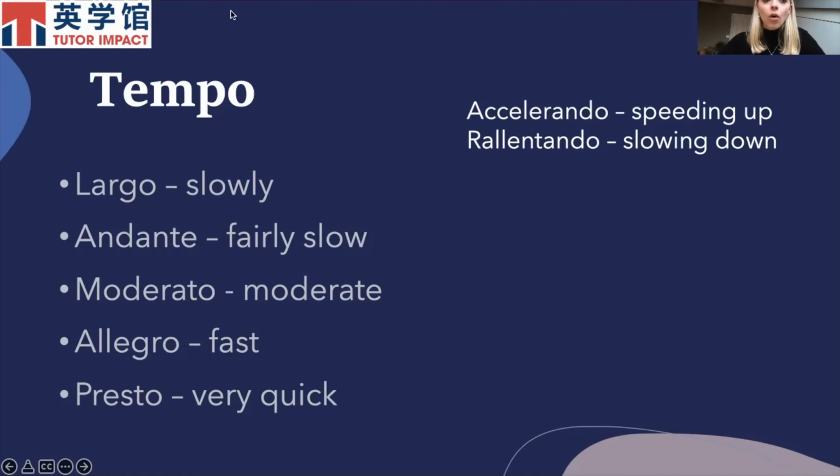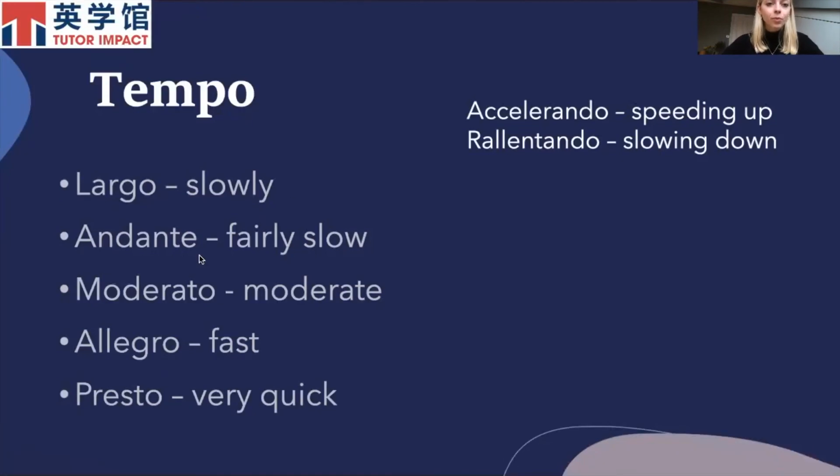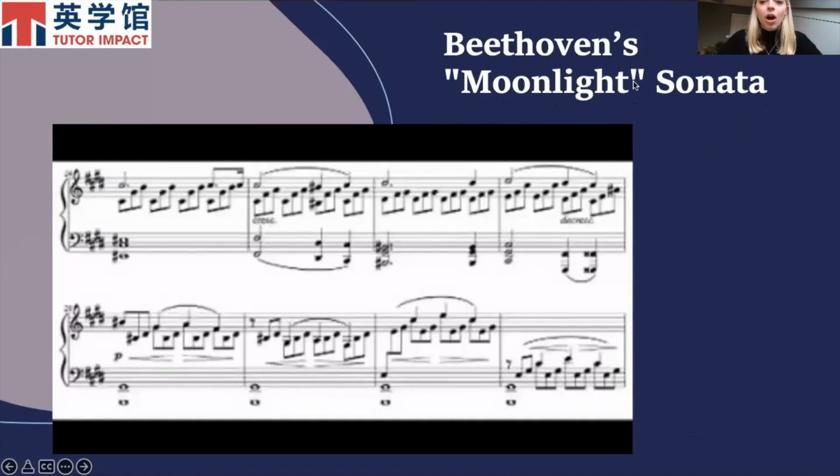So these are just a few of the indications that you might see on a piece of music, and they indicate how quickly or slowly a piece of music should be played. Now that we've learned some of these things, I am now going to just play a brief excerpt of a piece of music. So this is Beethoven's Moonlight Sonata, and I'm just going to play the introduction to this piece. And I want you to look and see if you can spot any of the things we've learned today. So even if that's dynamics, anything about the tempo, maybe a treble clef, any legato, rests, just keep an eye out and see if you can spot any of those things in the next piece of music.